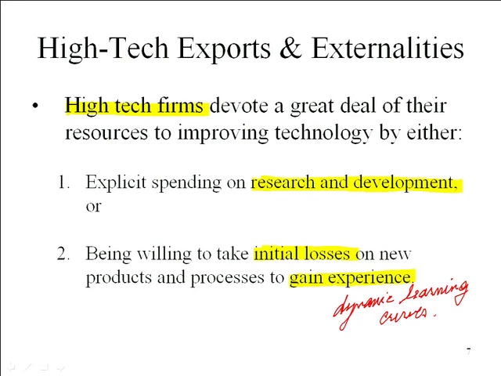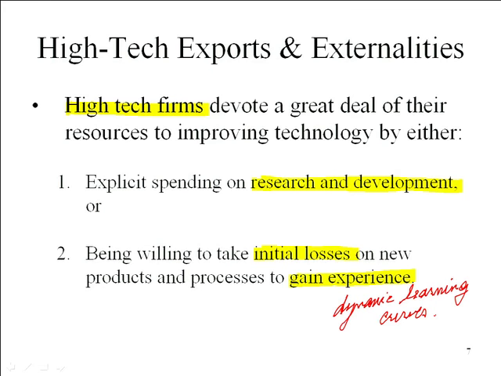So again, the original arguments were made in terms of the high-tech industry because both of these types of activities were being observed. Very large R&D budgets where the results could be appropriated by other firms, and also production processes that were very expensive to set up in the beginning, but brought costs down very quickly with a bit of experience that could also be appropriated by other firms not engaged in the same cost structure. So these were the areas in which the argument was initially made.